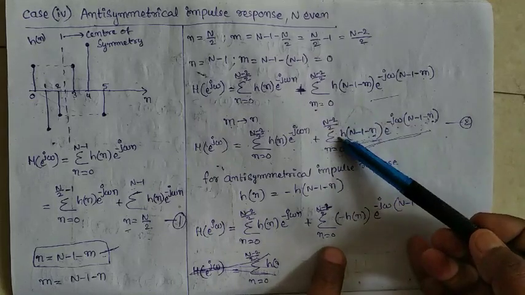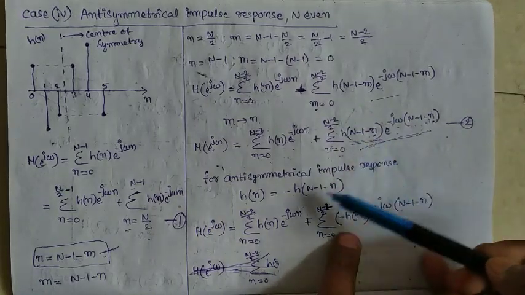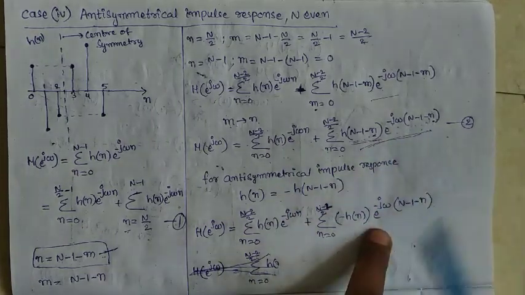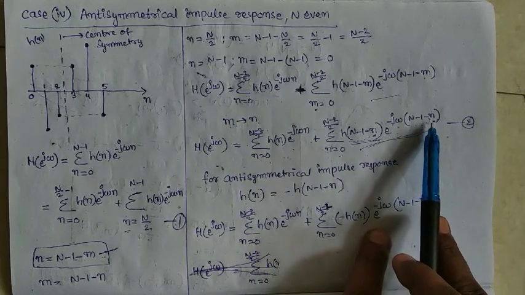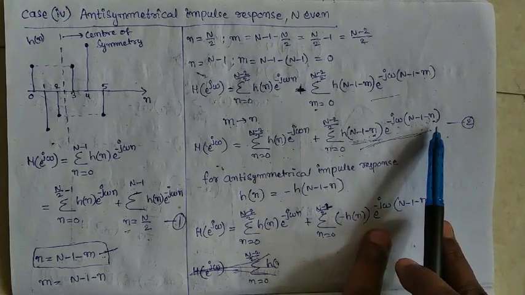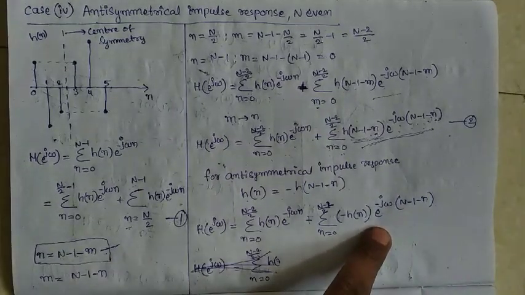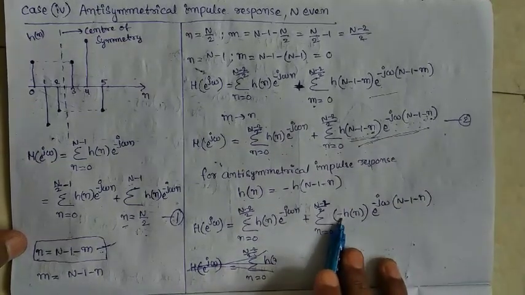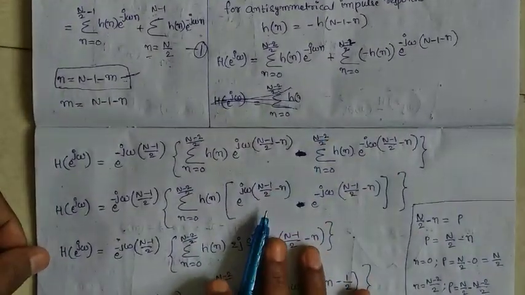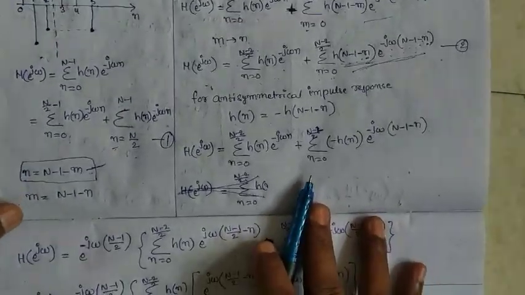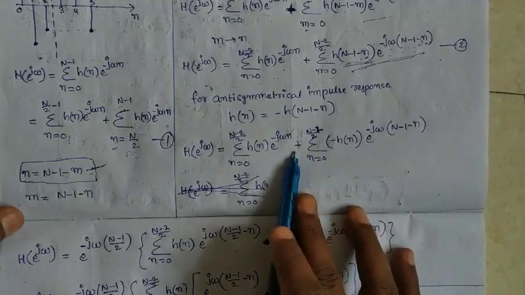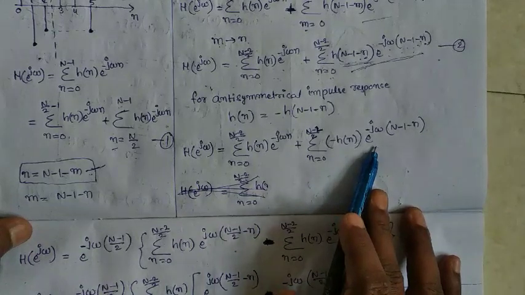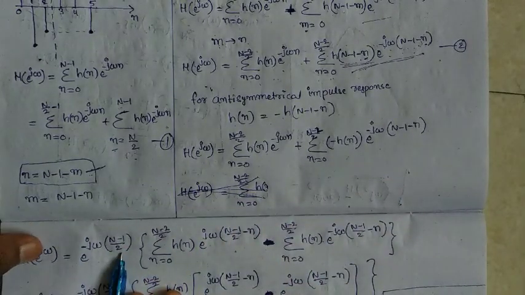summation n is equal to 0 to (N minus 2) by 2 of minus h of n e power minus j omega (N minus 1) minus n. Here plus into minus gives minus, and in these two summations I am taking common e power minus j omega of (N minus 1) by 2.